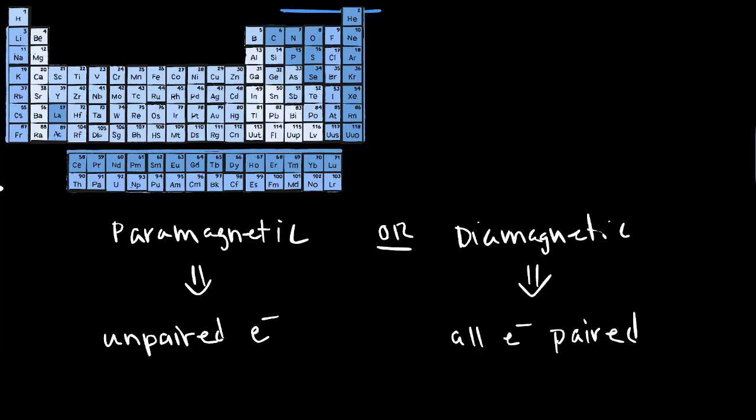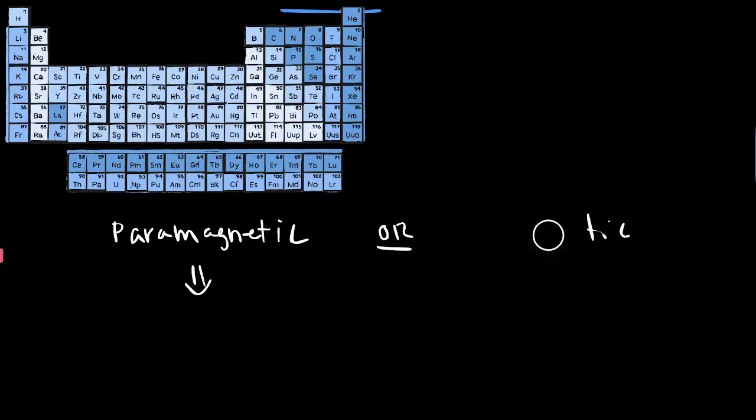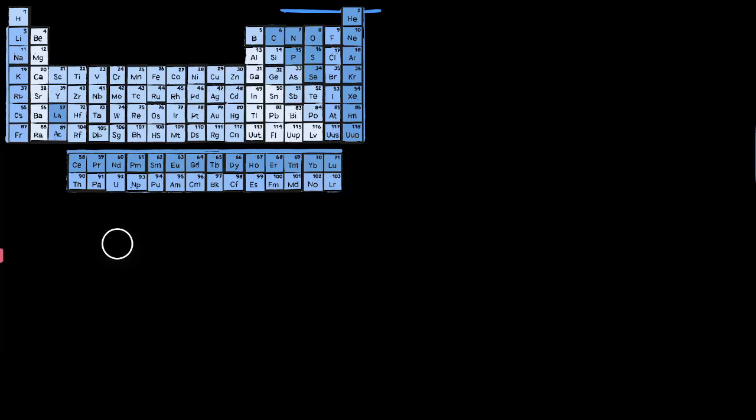And so how exactly are we going to figure out whether we have an atom or ion that has paired electrons or unpaired electrons? Well, we're going to have to use our electron configuration as well as something known as an orbital diagram. So let's start with an example. Let's say we want to figure out whether oxygen is paramagnetic or diamagnetic. So let's start by finding out the electron configuration.